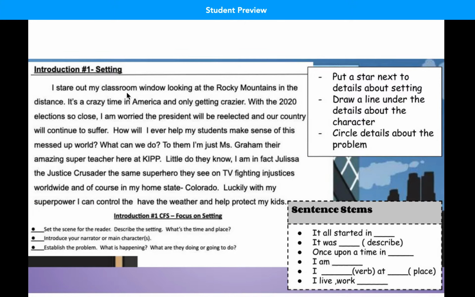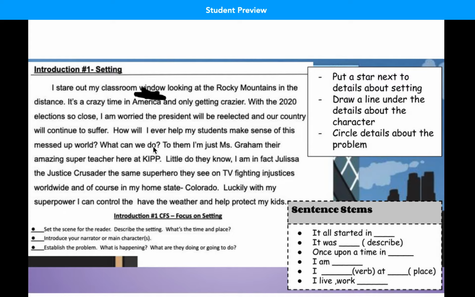I stare out my classroom window, looking at the Rocky Mountains in the distance. It's a crazy time in America and only getting crazier. With the 2020 election so close, I am worried the president will be re-elected to our country and our country will continue to suffer. How will I ever help my students make sense of this messed up world?